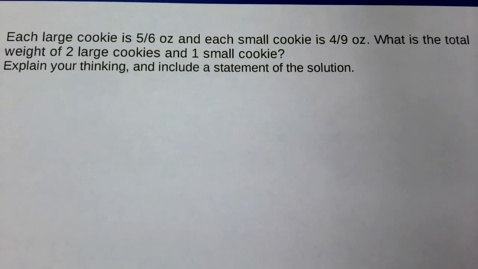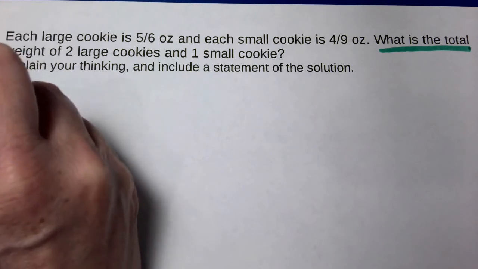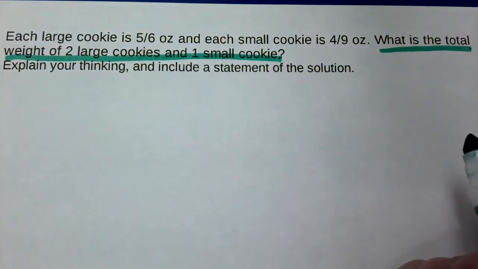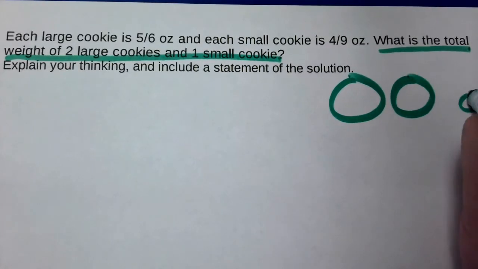All right, let's tackle this question together. Each large cookie is 5/6 of an ounce, and each small cookie is 4/9 of an ounce. What is the total weight of 2 large cookies and 1 small cookie? Explain your thinking and include a statement of the solution. So if you're like me and you love cookies, this is an easy problem to tackle. So what am I really looking at here? I want to know the total number, or the total weight, of 2 large cookies and 1 small cookie. So I'm going to go ahead and draw 2 large cookies and then 1 small cookie.